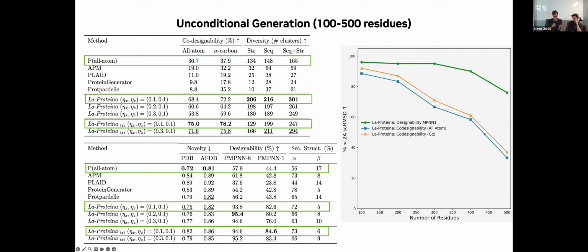the adherence between structure and sequence suffers more than just the backbone designability, which is kind of interesting. Previous methods have seen it as well, but we closed the gap quite a bit, especially at short lengths.